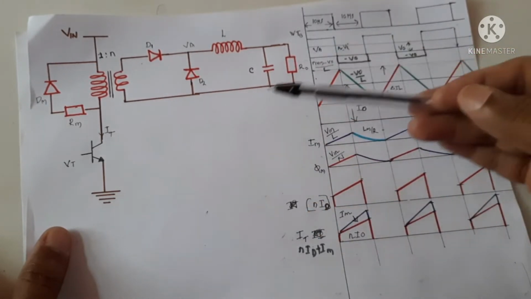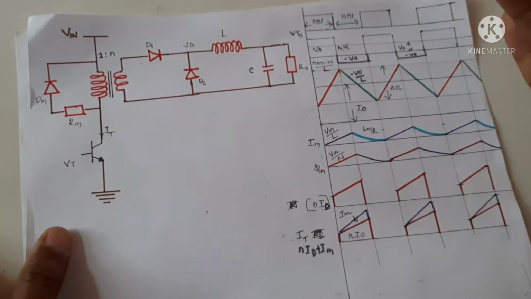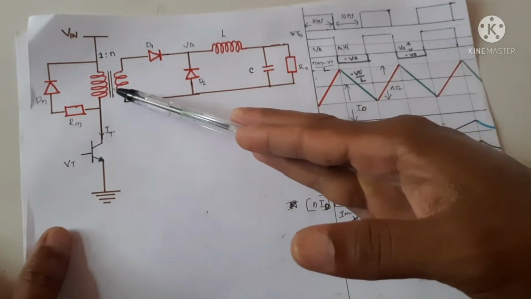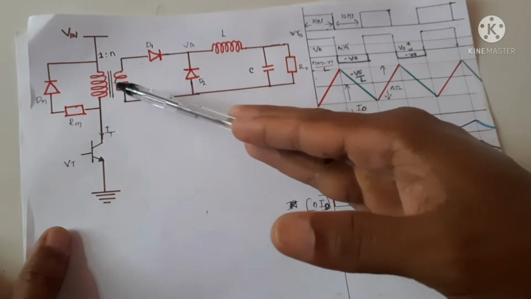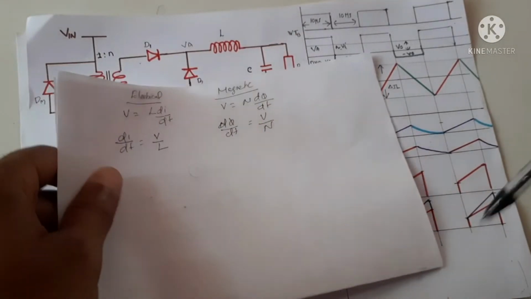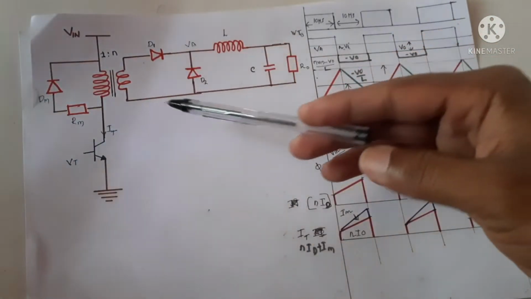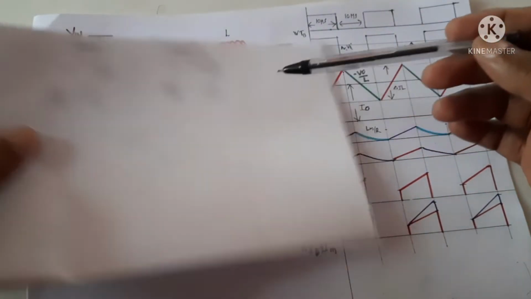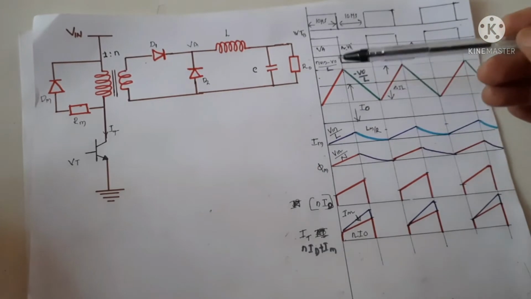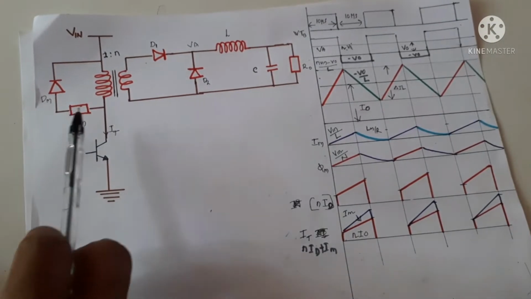If we increase the time, the magnetization current increases and the core will be saturated at a particular point. When the core gets saturated, the transformer no longer functions. As we said, a voltage is developed only when there is a change of flux. When the magnetic core becomes full, there will be no change of flux, so there will be no voltage available at this point. So before the core reaches saturation, we have to turn off the transistor and reset. We have to reset the flux.